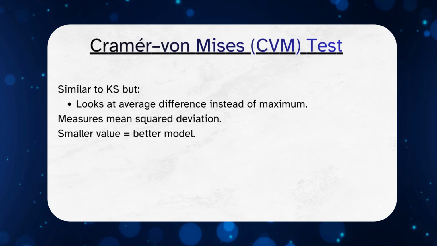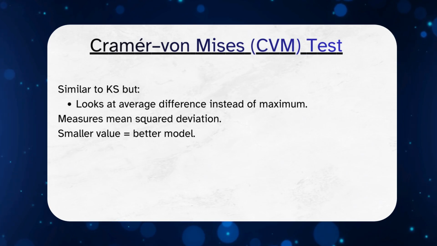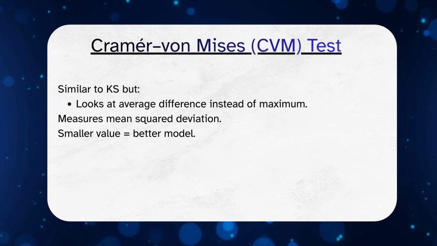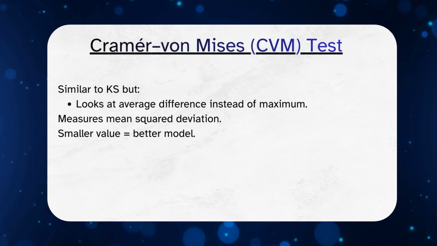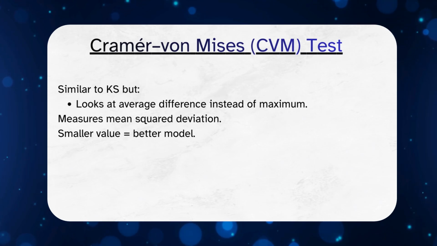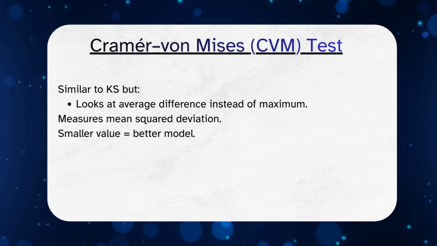Cramér-von Mises CVM test. Instead of looking for the biggest error like KS, it looks at the average error across the whole distribution. It measures the mean squared difference between what we expected and what actually happened. So think of CVM as asking, overall, how far are we from perfection? Smaller value means a better, more consistent model.